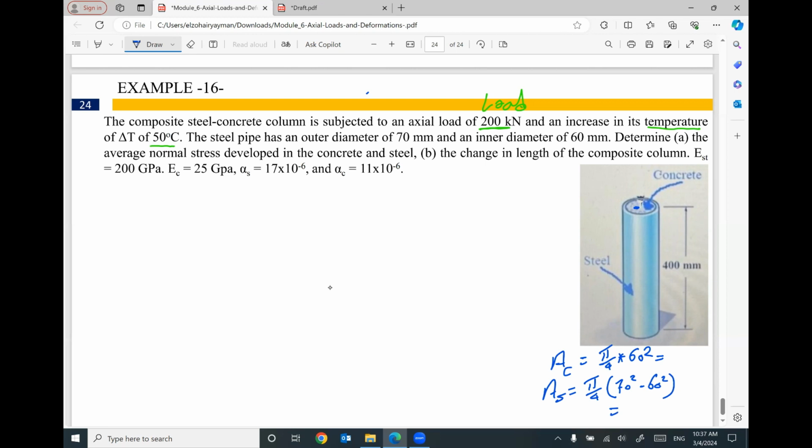So π/4 times 60 square, I got 2827.4 inches square. 1,021 inches square. This is the area of steel.